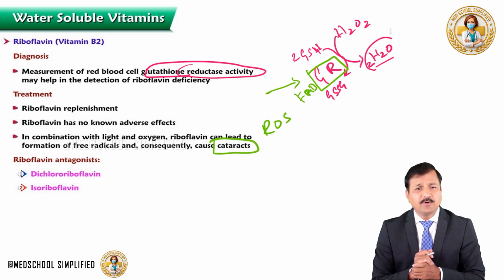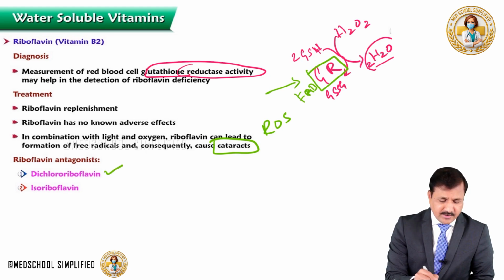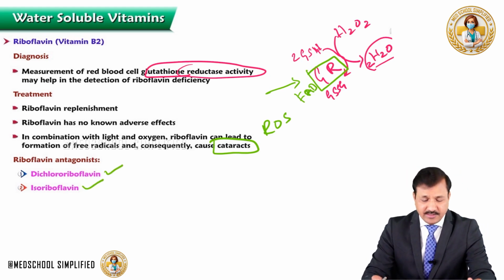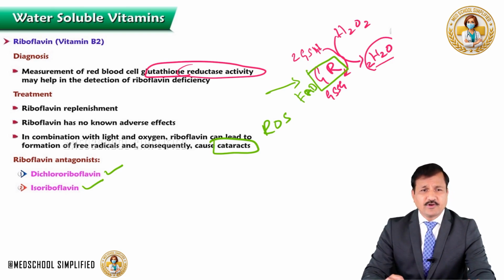Now there are certain riboflavin antagonists, that is dichlororiboflavin and isoriboflavin. These are two riboflavin antagonists. So that's all about riboflavin.